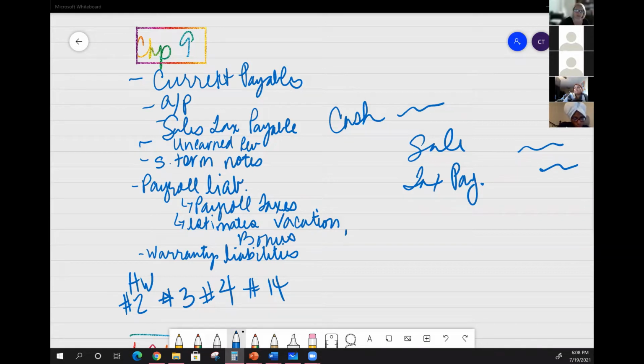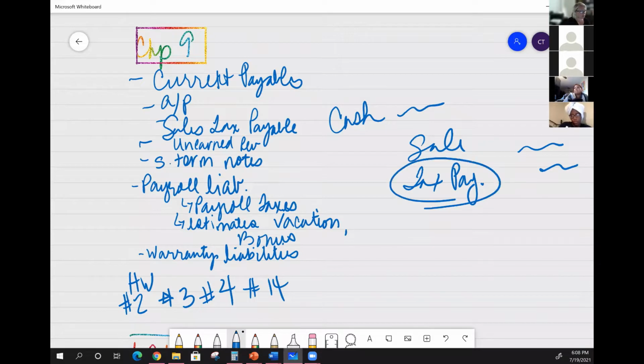A lot of times they'll have software online that you go onto their website and you can make payments. You can report your sales there and you can make the payments for your sales tax payable. So this sales tax payable is just holding the money until you're ready to go pay. In Louisiana, you have to pay parish and state.